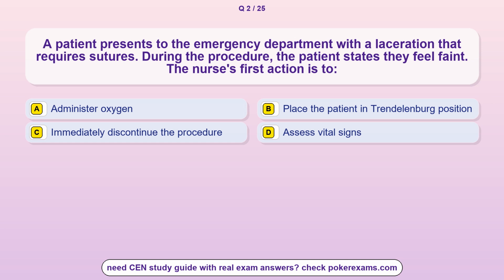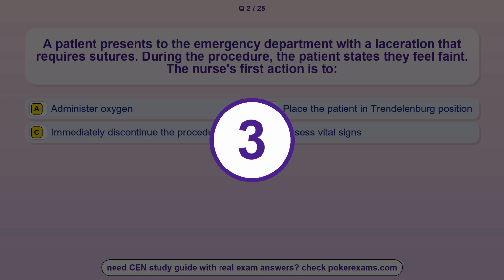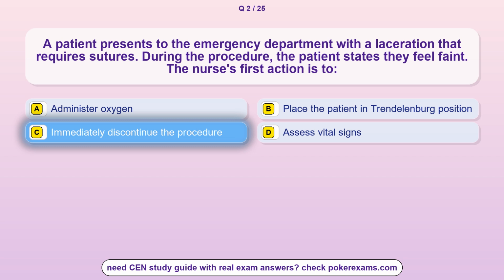Question 2. A patient presents to the emergency department with a laceration that requires sutures. During the procedure, the patient states they feel faint. The nurse's first action is to: Option A, administer oxygen. Option B, place the patient in Trendelenburg position. Option C, immediately discontinue the procedure. Option D, assess vital signs. The correct answer is option C, immediately discontinue the procedure.